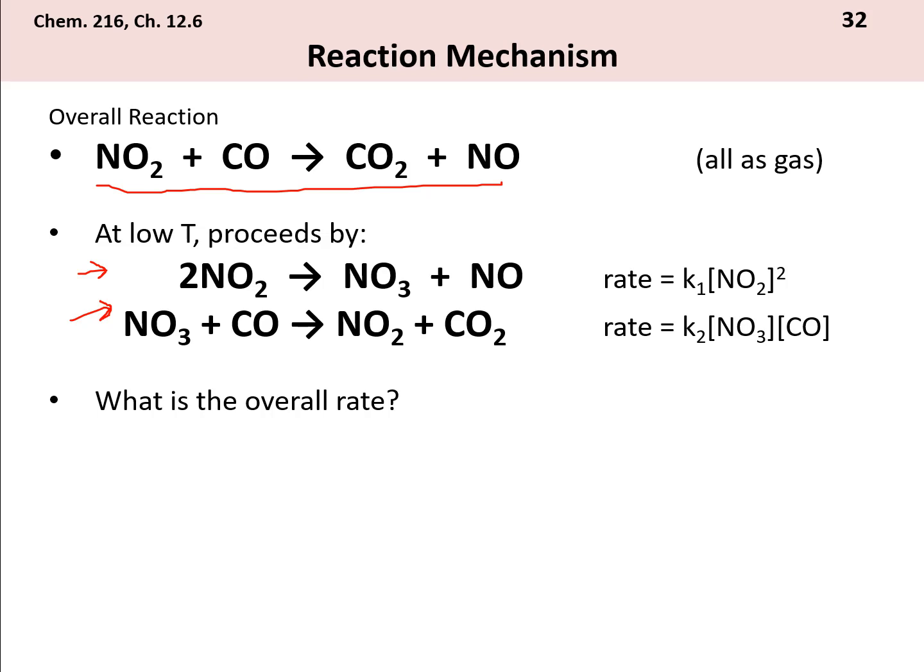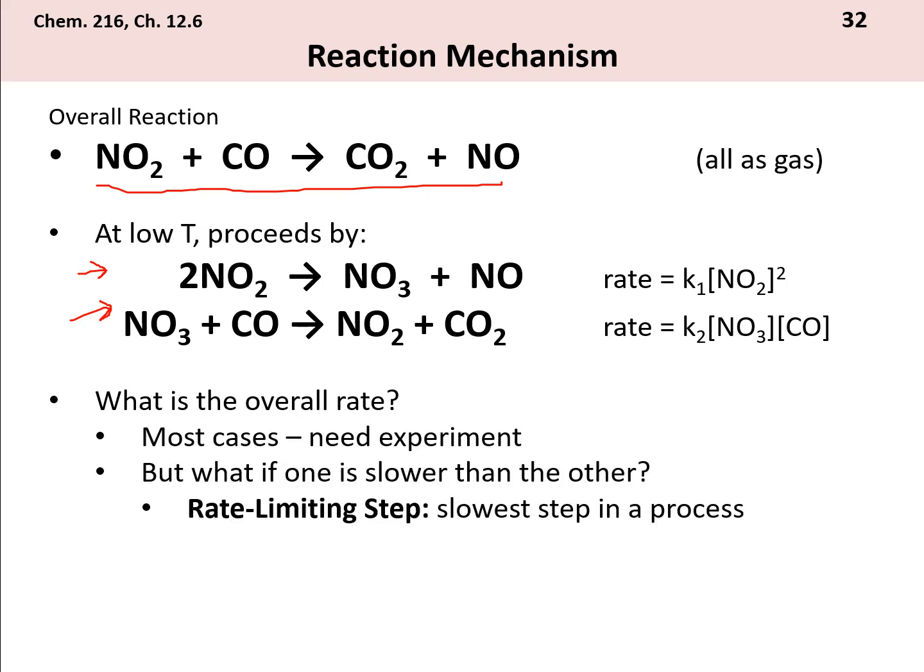Now, let's say I wanted to know the overall rate of this reaction. Well, can I figure out the overall rate? In most cases, I need experiments. But there is the possibility that one of these reactions is slower. If one step is slower, we call that a rate limiting step. It's the slowest step in the process, right?